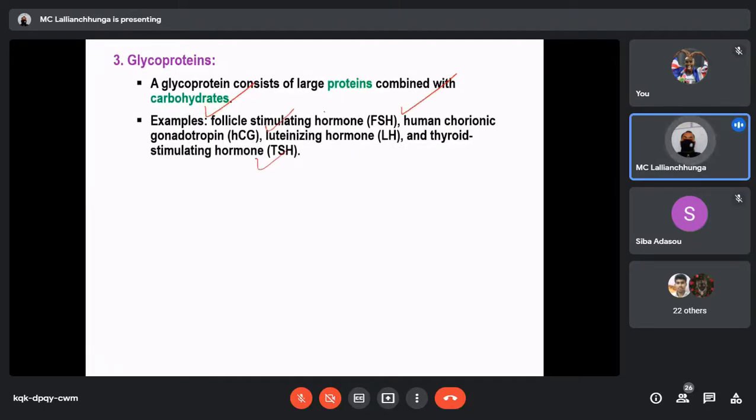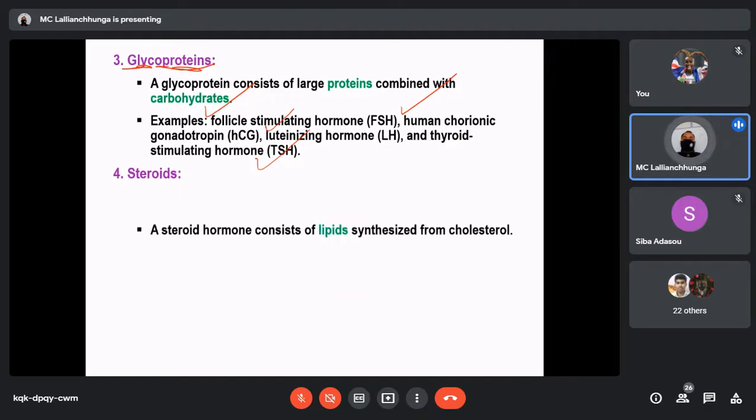HCG, LH, and TSH. Actually, when we talked about the first classification, the peptide hormones, I included these hormones like FSH and LH because they are also composed of amino acids, but a carbohydrate part is also there. So in this classification, it comes under glycoprotein. That means the carbohydrate part is there and the protein part.